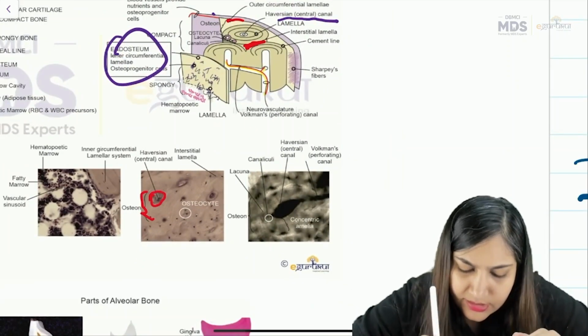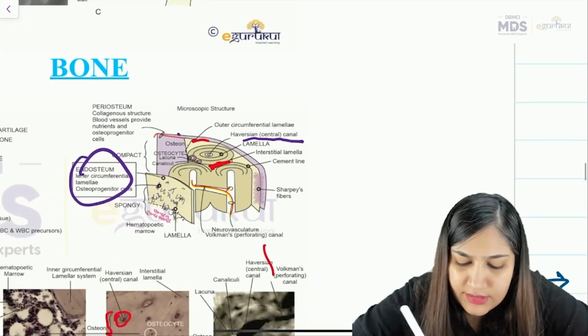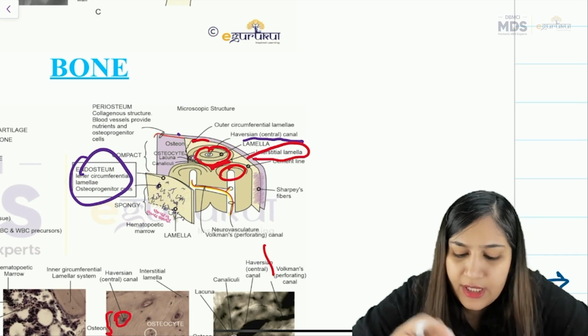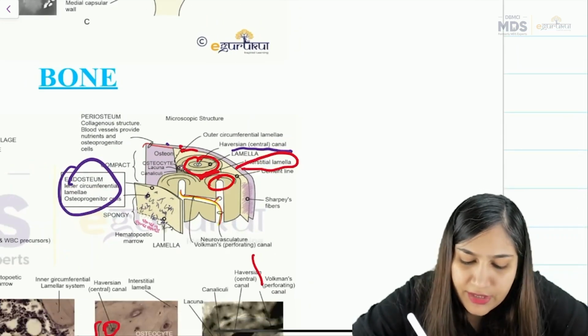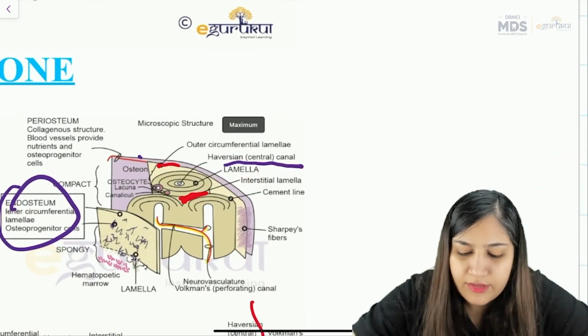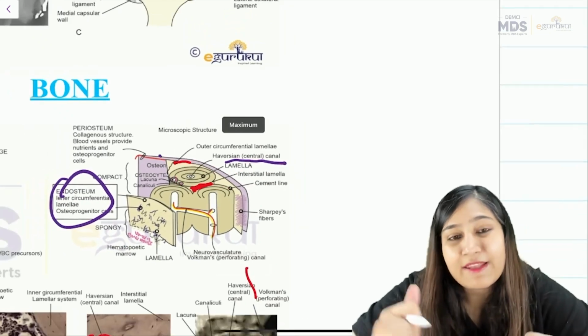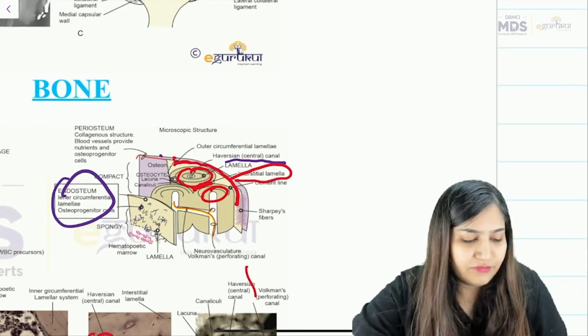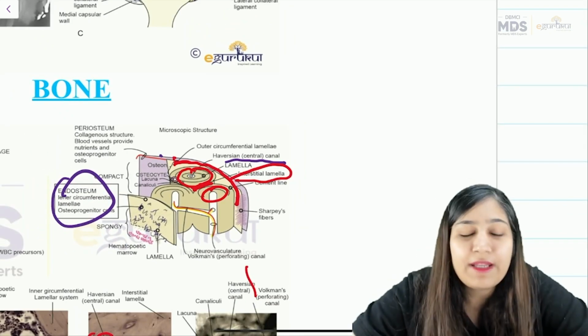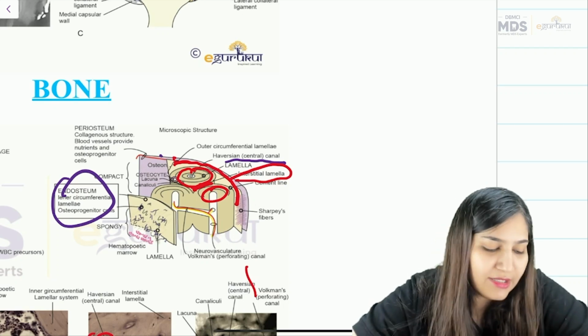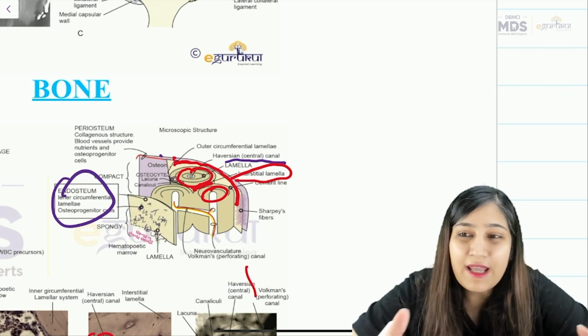Central Haversian canal, right? And these are the concentric lamellae. Between two concentric lamellae, we will be having interstitial lamellae. And circumferential lamellae will be surrounding both interstitial lamellae as well as concentric lamellae. So, compact bone: presence of lamellae, osteon, Haversian canal, Volkmann's canal.